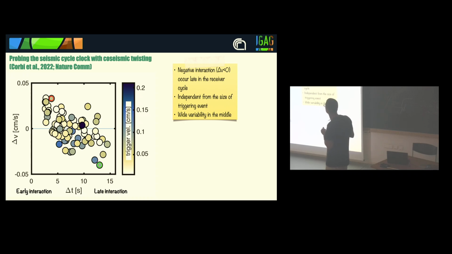We observe that a negative interaction occurs very late here in this area of the cycle of the receiver patch, the northern asperity, let's say. And also that this occurs independently of the velocity of the triggering asperity. So if the neighbor rupture is very, very fast or very, very slow, nothing changes. You can see this with the color coding on this graph.